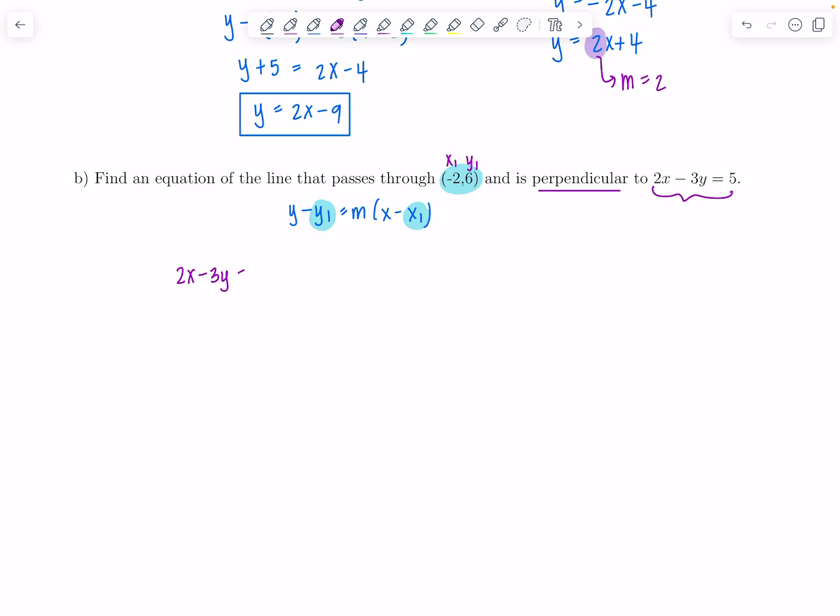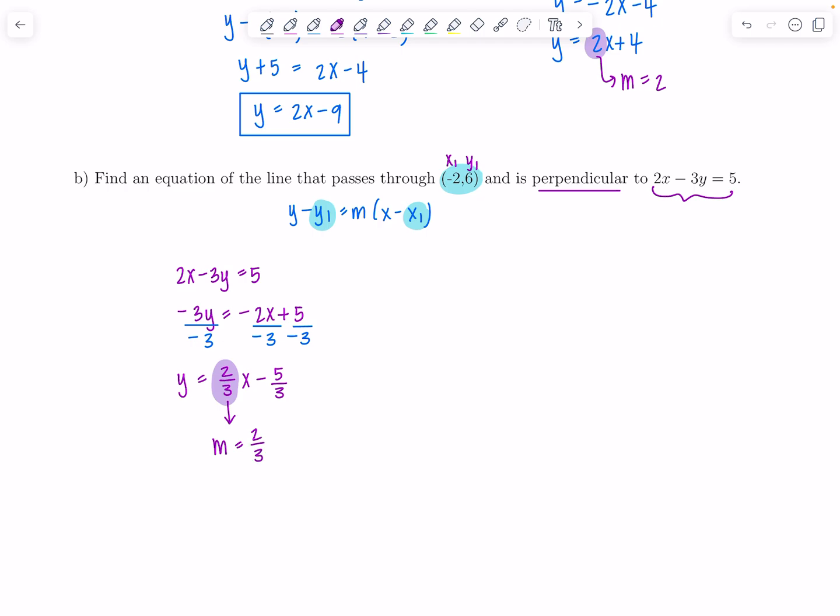So 2x minus 3y equals 5. How do I get the slope of this line? I get y by itself. So let's subtract that 2x over. -3y equals -2x plus 5. And then divide everybody by -3. Please do so carefully. So y equals, this is going to be positive 2/3 x minus 5/3. How you doing? Okay, this -5/3 has absolutely no relevance in this problem. Just focus your eyes on the slope of the line, 2/3. So the slope of this line that was given to me is 2/3.